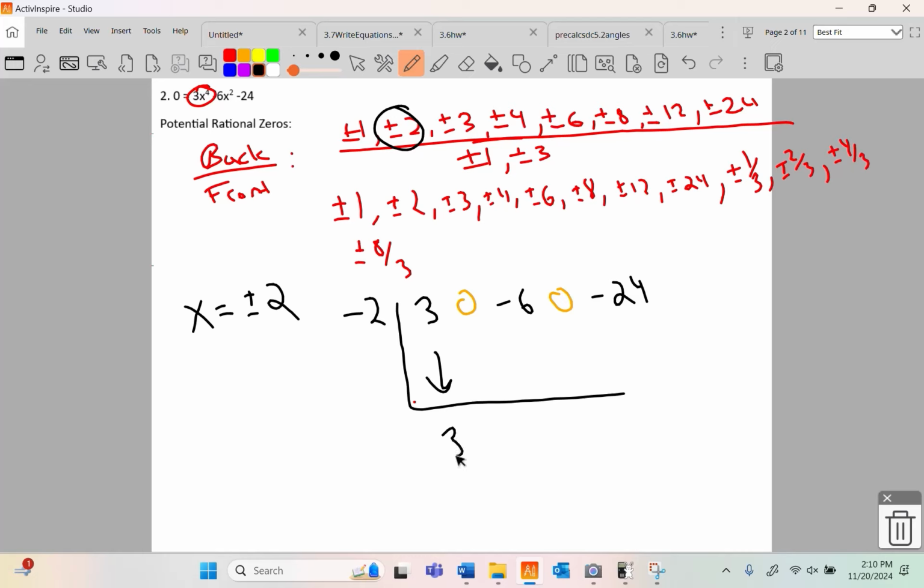Drop the 3. Multiplying with -2, -2 times 3 is -6. -6, -2 times -6 is 12. -6 and 12 is 6. And -2 times 6 is -12. 0 plus -12 is -12. -2 times -12 is positive 24. 0, as expected.